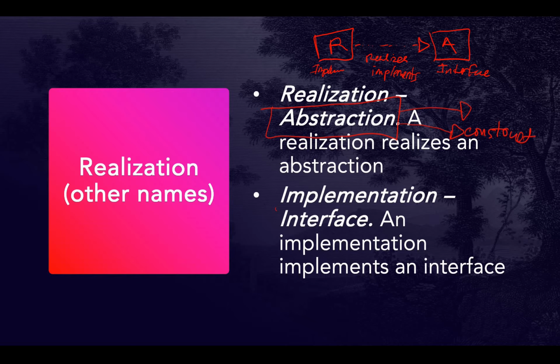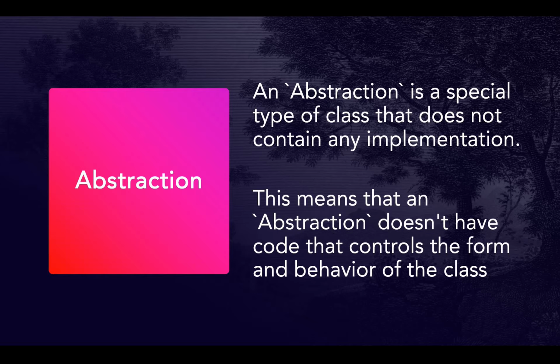An abstraction, as opposed to a realization, is a special type of class that does not contain any implementation. This means that an abstraction doesn't have code that controls the form and behavior of the class. We will discuss actual examples of abstraction and realization, as well as specialization relationships, in code, which will be written in Python for this specific course. But for now, we're going to talk about this as a concept, regardless of whatever programming language you use. So, again, it is a special type of class that does not contain any implementation.